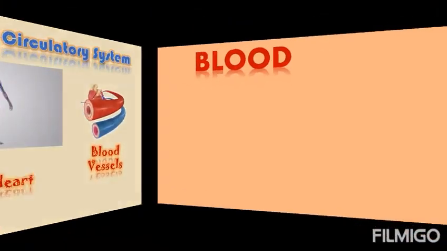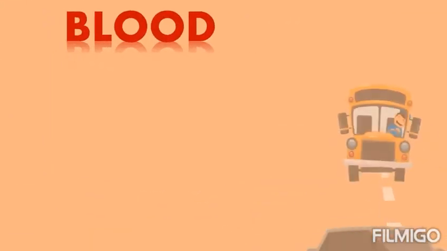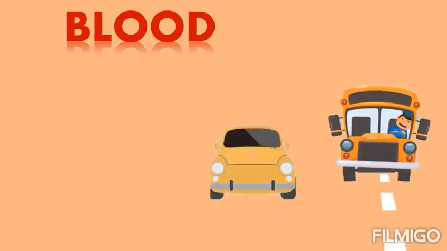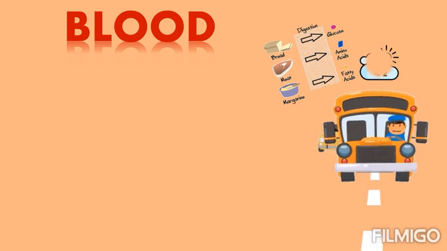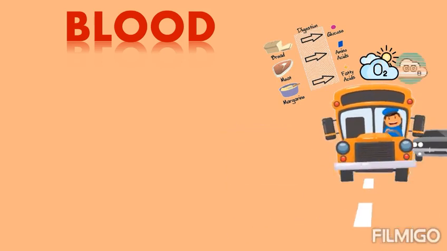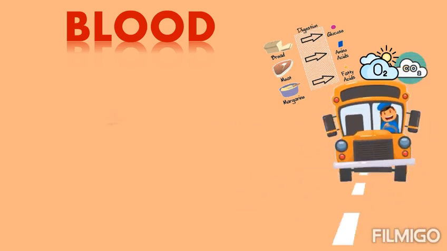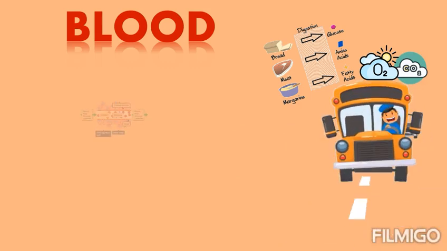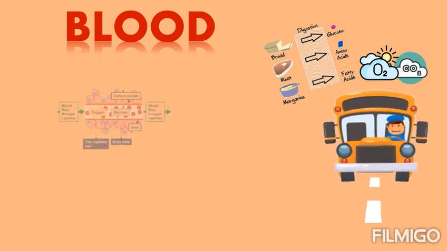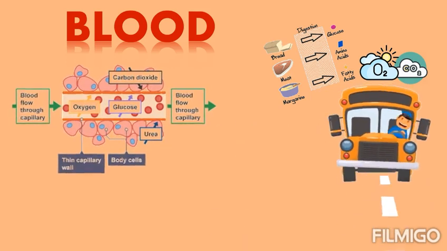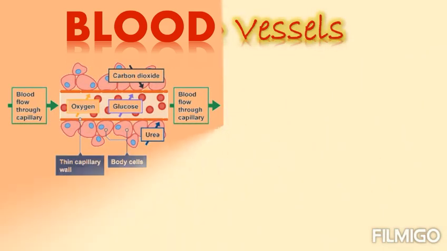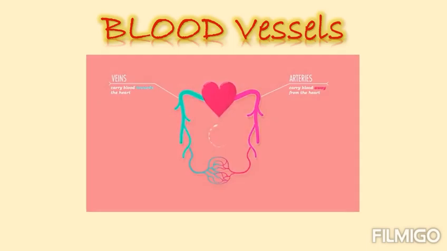Now, let us move to the first one, the blood. Blood is the major and the most important transporter in your body. It will transport nutrients from your digestive system, respiratory gases, oxygen and carbon dioxide. In other words, blood will transport oxygen and nutrients to your body organs and take from them wastes and carbon dioxide.